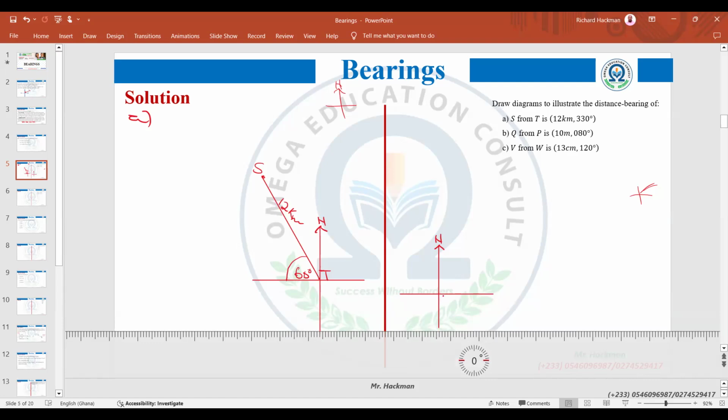So here, one of your points of interest is what? P. From P, I know my line is going this way. So either I label my P here, I put my P here, I put it here, but I cannot be here in the same quadrant. So now I'm looking at 80.